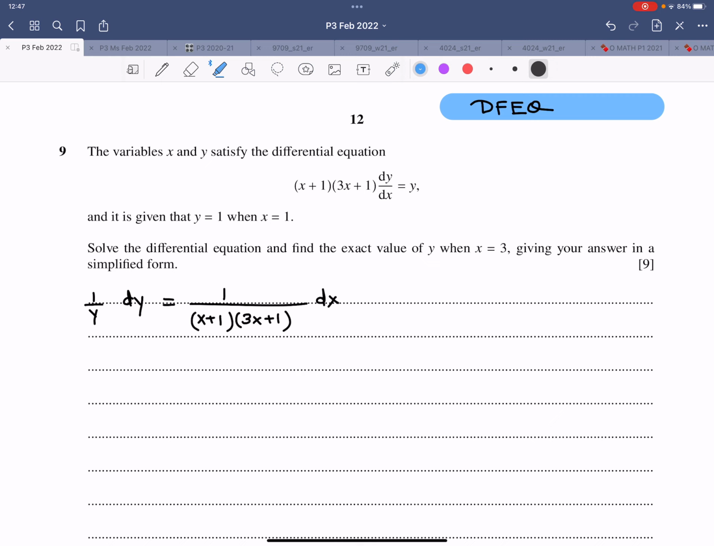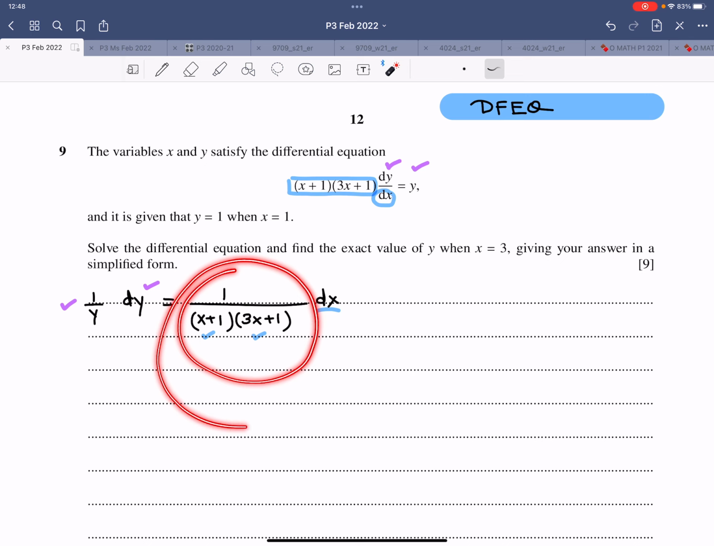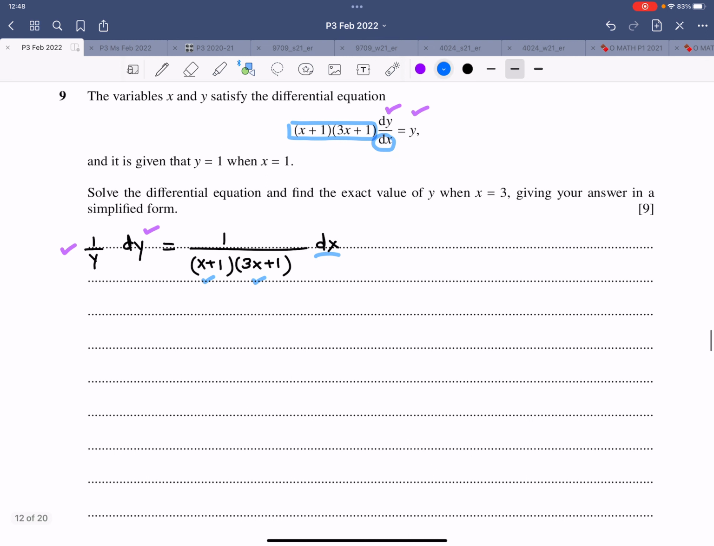Double check. These are actually the x terms and this is dx. So x term and dx. Similarly, this is dy and this is y. This is 1 over y and this is dy. Now when we look closely, is the right hand side in a scenario that it can be integrated? The answer is no, it's not in such a position.